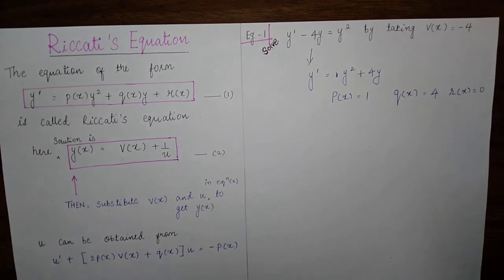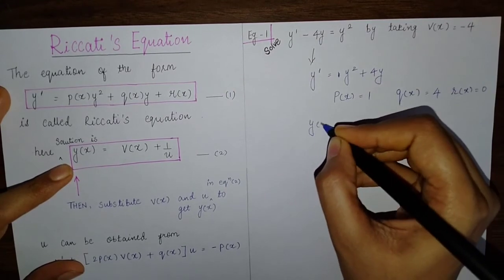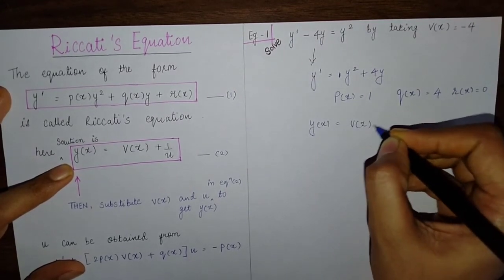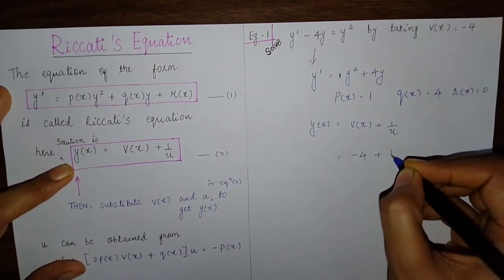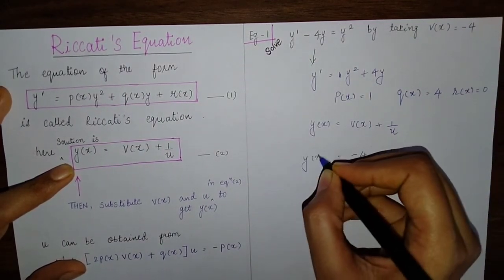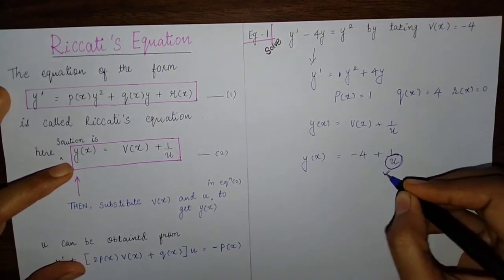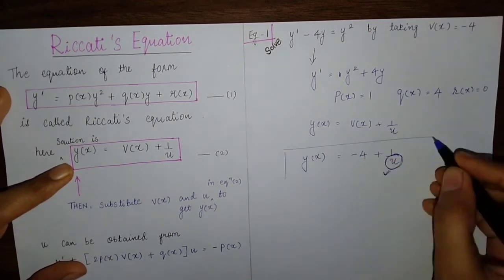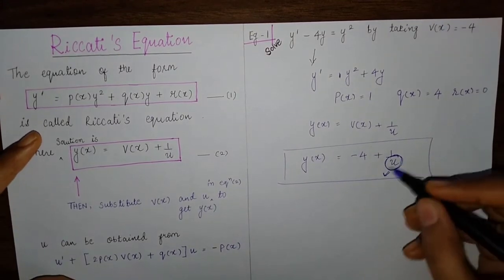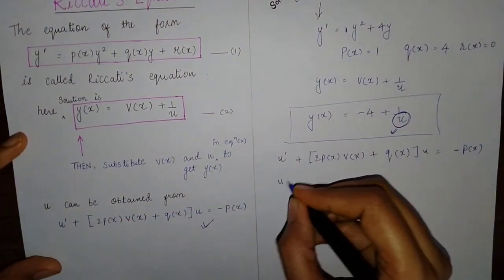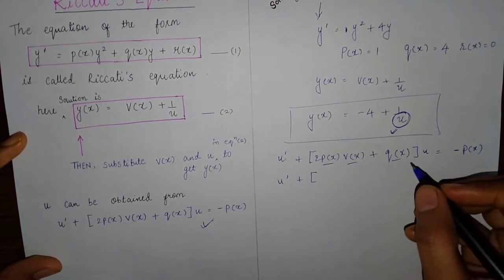Okay, now what you have to do? To get the final solution, we will use this equation: v(x) plus 1 by u. And what is v(x)? v(x) is minus 4, plus 1 by u. So this is our final answer, but we don't know the value of u. So we will find the value of u and substitute here, so we will get the final answer. Okay, so for getting the value of u, we will use this. We already have the values of p(x), v(x), q(x), we have all these values.